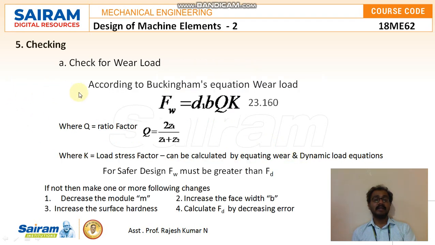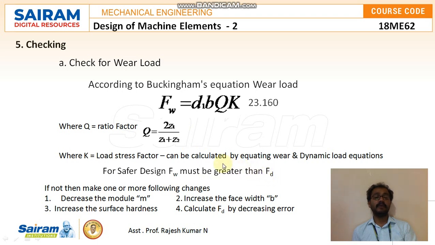Similarly, in the same step, we will check the wear load, again using the Buckingham theorem, equation 23.160. The formula is Fw equal to D1 into B into Q into K, where Q is a ratio factor with the formula 2Z1 divided by Z1 plus Z2. Z1 is the number of teeth on the pinion, and K is the load stress factor, which can be calculated by equating the wear and dynamic load equations. So for a safer design, the Fw value must be greater than Fd.